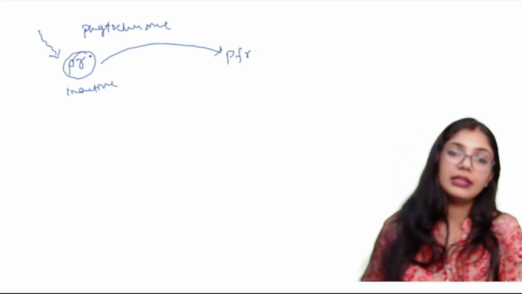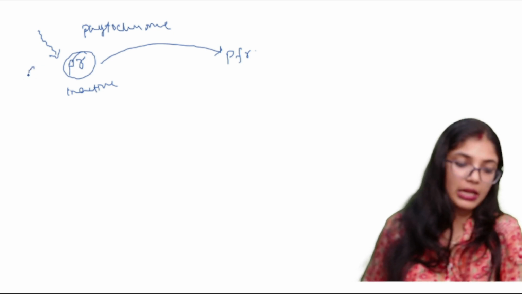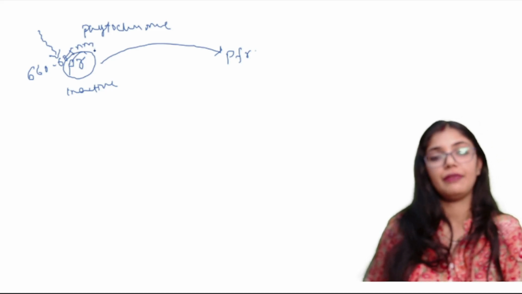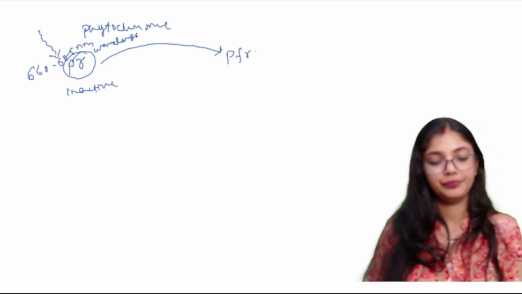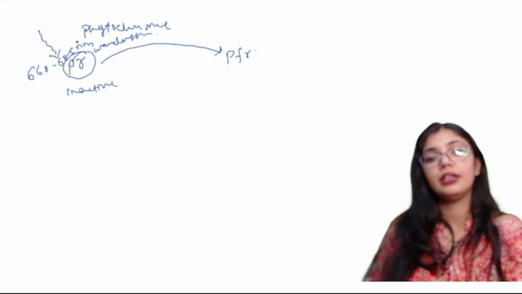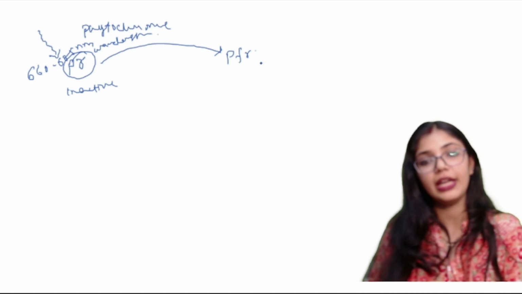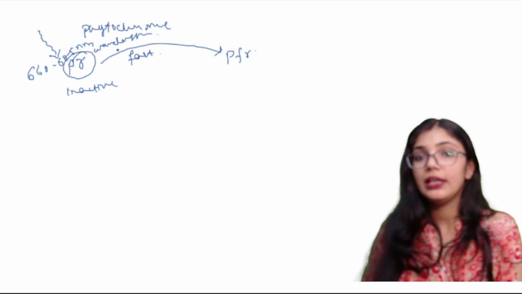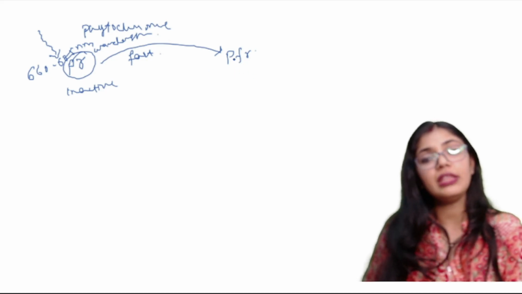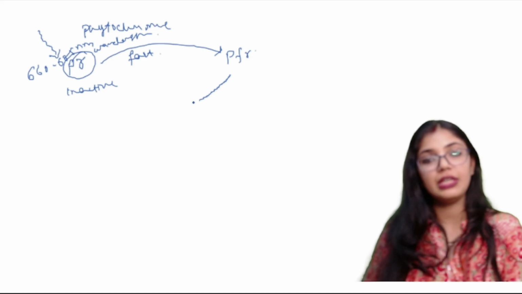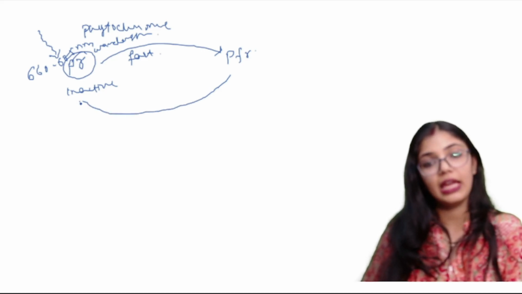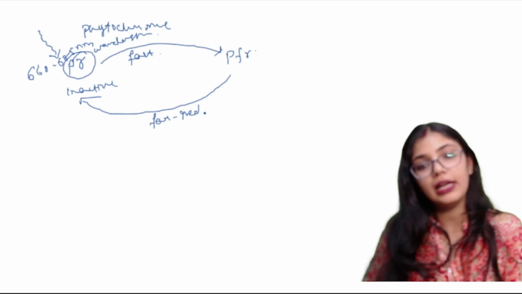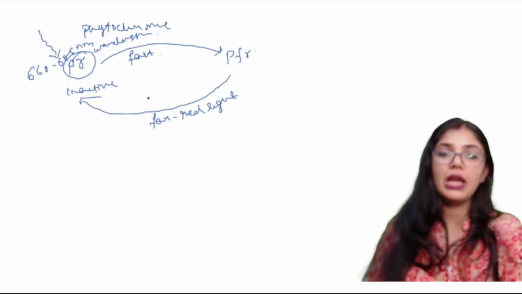Okay, and this PR absorbs in the 660 to 685 nanometer wavelength. Now after receiving the light, this PR is converted into PFR, and this is a fast process and it takes place in the light condition. During the night, what happens? This PFR, which was in the active form, receives the far red light and converts into the PR form.